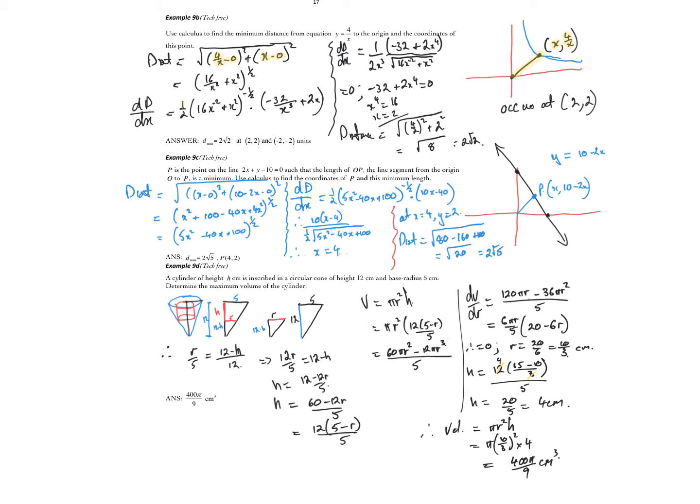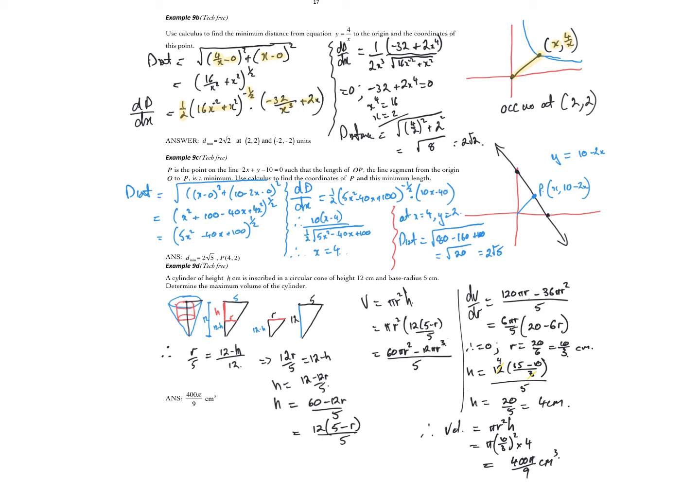So again, the half comes out the front. I take 1 from the power, just multiply by the expression on the inside times the derivative of the inside, which is 16x to the minus 2, which would be minus 32 on x cubed plus 2x. All right, so there's my derivative of that square root function.